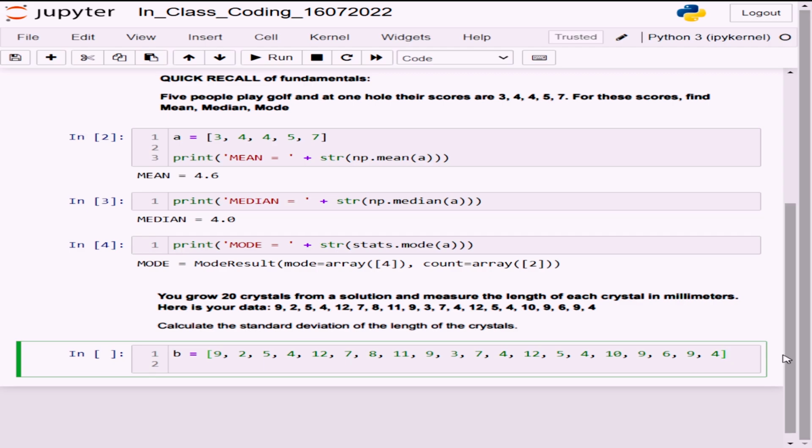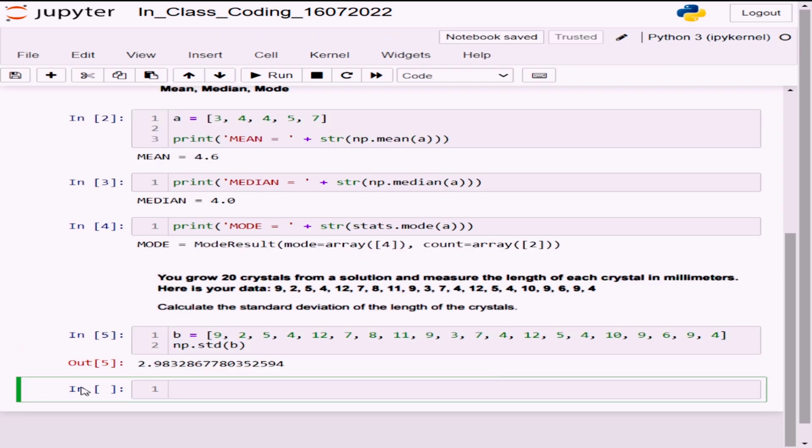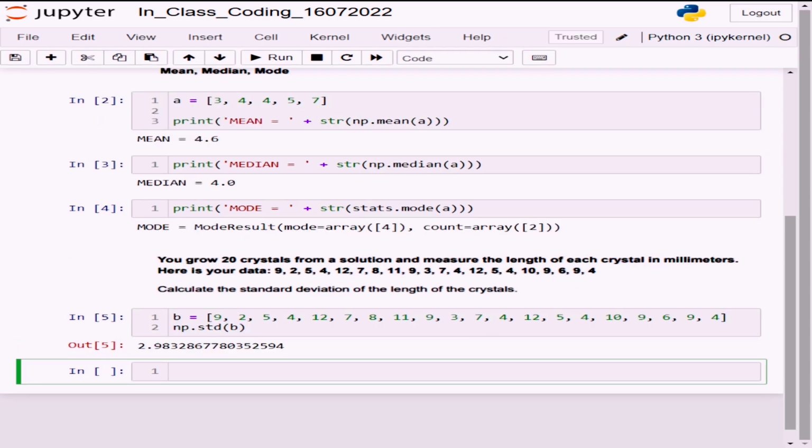So that's a B. And if you remember, there is np dot standard deviation as a call. You can call this variable, so you get the answer. That's the second thing which you should be able to recall, because we already have come across this.